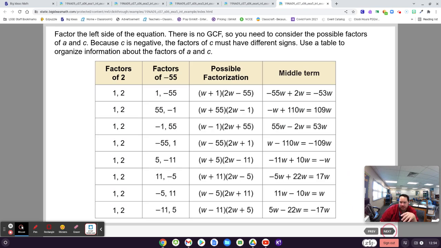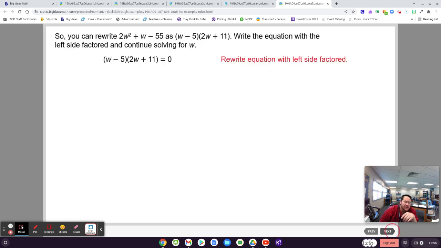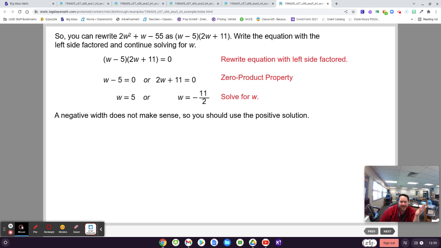All right, when you factor it, you end up getting, oh wow, they did this using the table. Very long, but it works. You'll find out that the factors are w minus 5 times 2w plus 11. Okay, and then those equal 0. So then you would solve for either of those. So w is either 5 or it's negative 11 halves, but you can't have a width that's a negative number, so that doesn't make sense. Therefore, the width is 5.